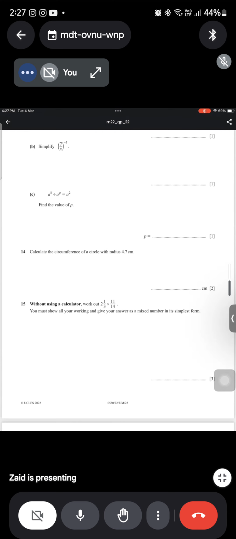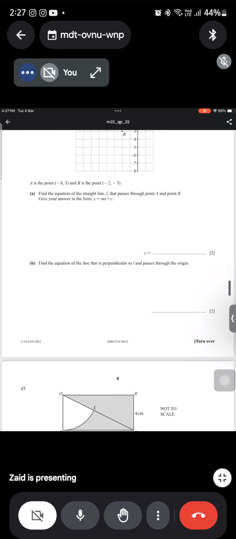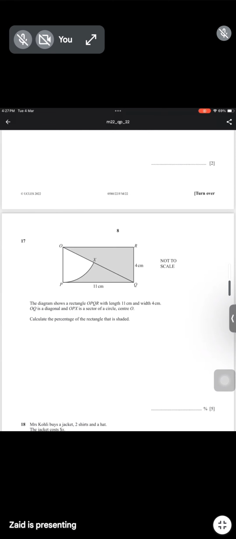Circumference of a circle. We have to find the circumference, simply 2 pi r. I've taught you how to do this without using a calculator. Simplification. Then you have to draw this and find the equation of the line that is passing through A and B. Easy peasy. Coordinate geometry: find the equation of the perpendicular bisector. Already done that. This one is a sector question.